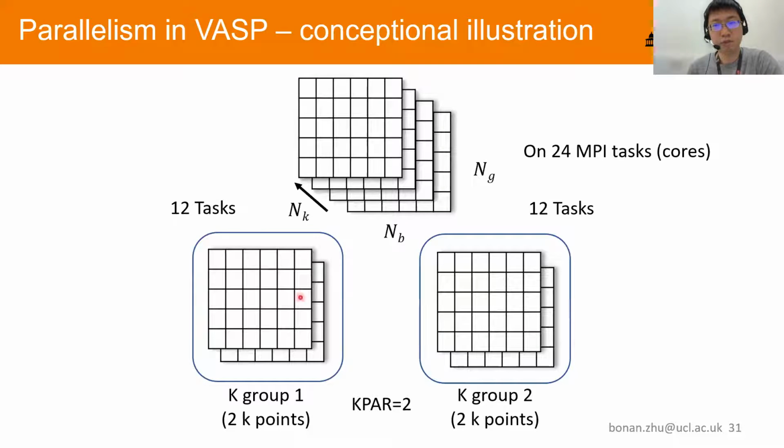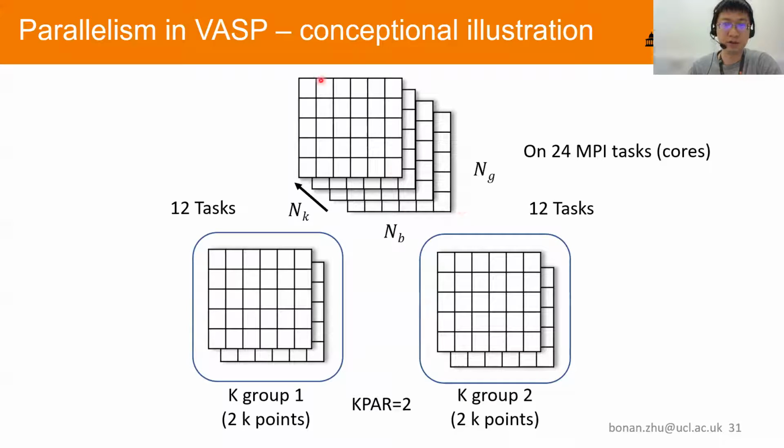Essentially, imagine you have a cube and you slice it into multiple planes. The depth is the number of K-points, and each slice is a matrix, where the number of rows is the number of plane wave coefficients or G vectors, and the number of columns is the number of bands.